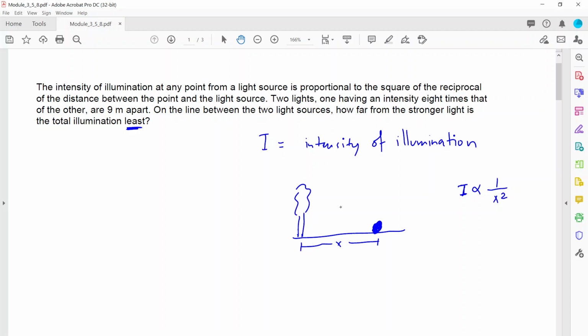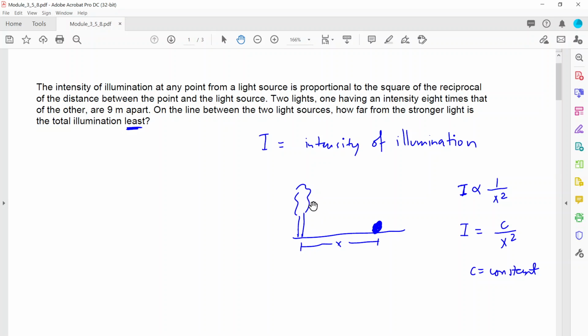According to this problem, intensity of illumination at this point from this light is proportional to the reciprocal of the square of the distance. Whenever they say proportional, we have to introduce a coefficient of proportionality. In this case we call it the intensity coefficient. So let's say the intensity coefficient is c. C is a constant, which is the coefficient of intensity.